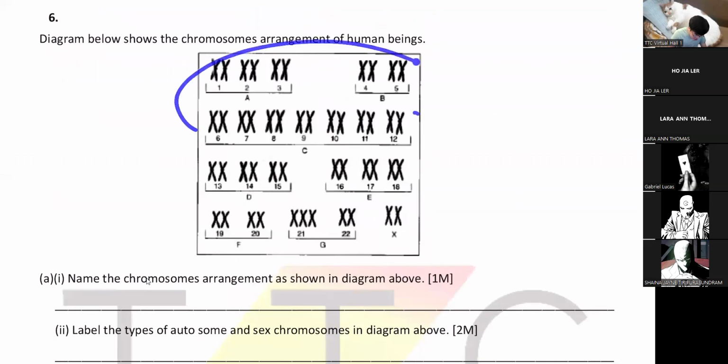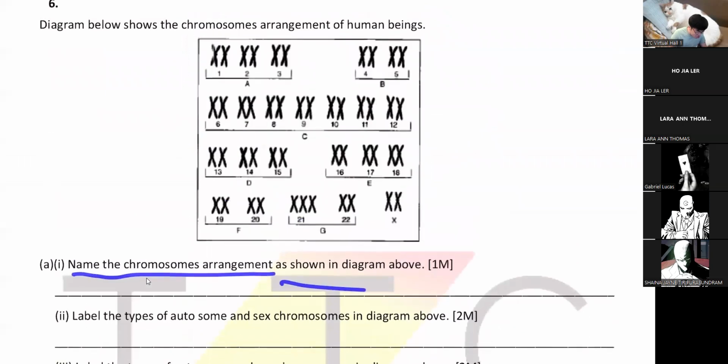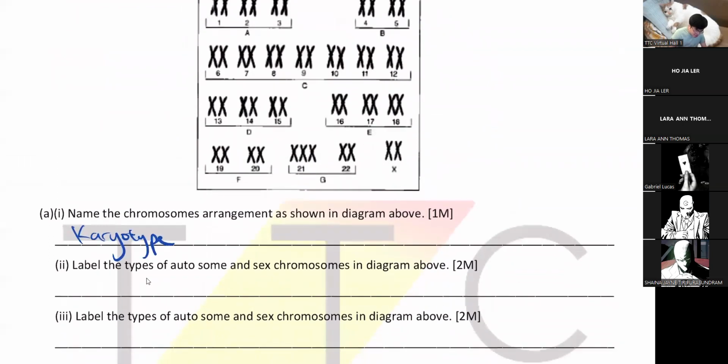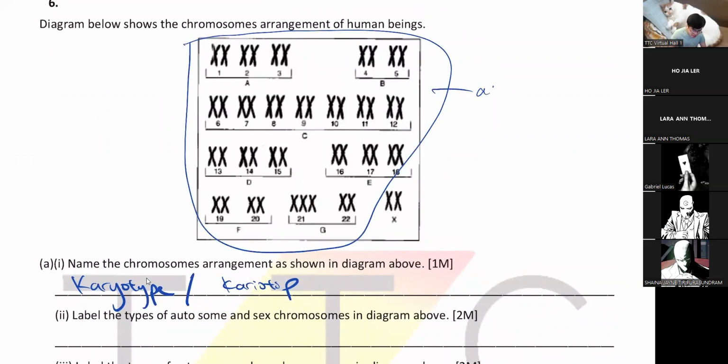Next, number 6. This is a chromosome. Name the chromosome arrangement as shown. Now, what is this arrangement called? If you go and do a DNA test, they spread all your chromosomes out. This is what we call a karyotype. In BM, it's called karyotype, same thing. Label the types of autosome and sex chromosome. Like I said, the first 22 pairs are your autosomes. The last pair is your sex chromosome.